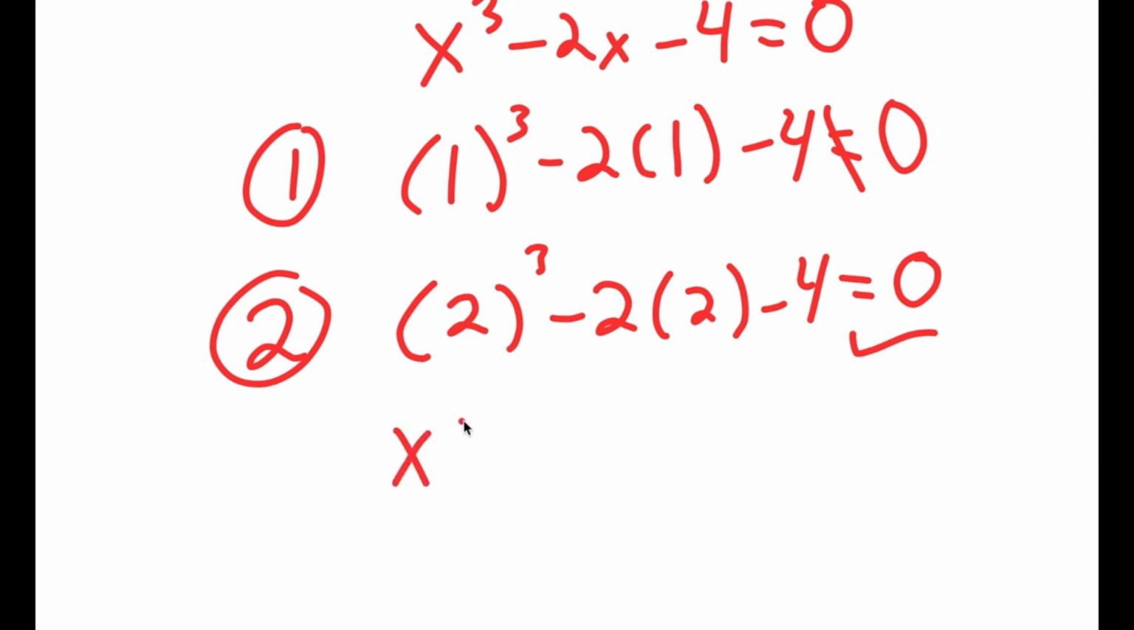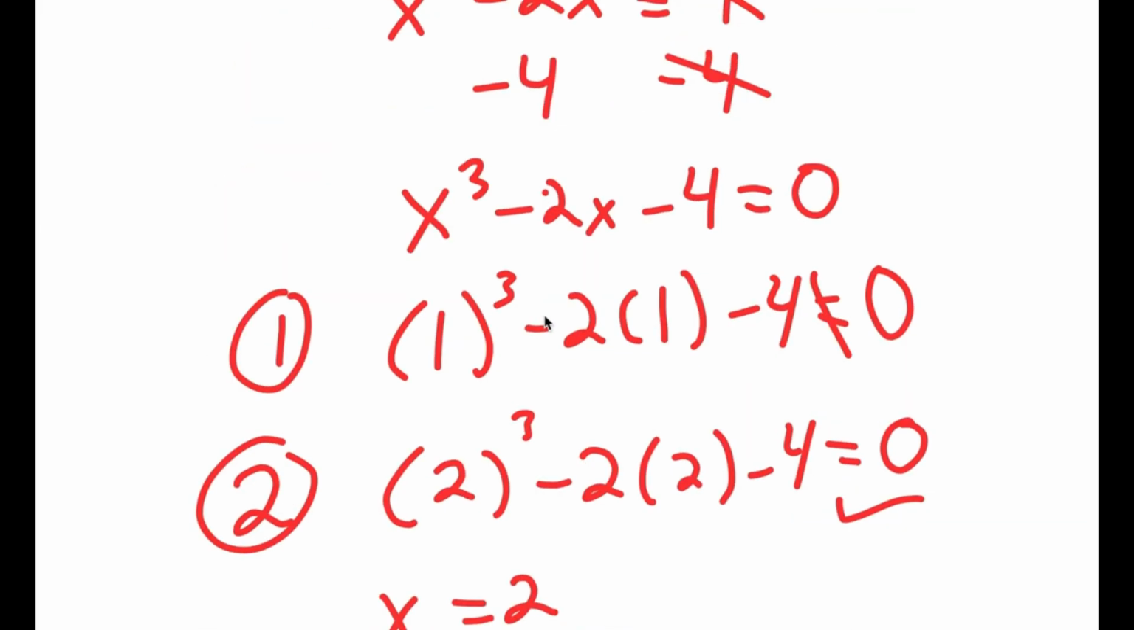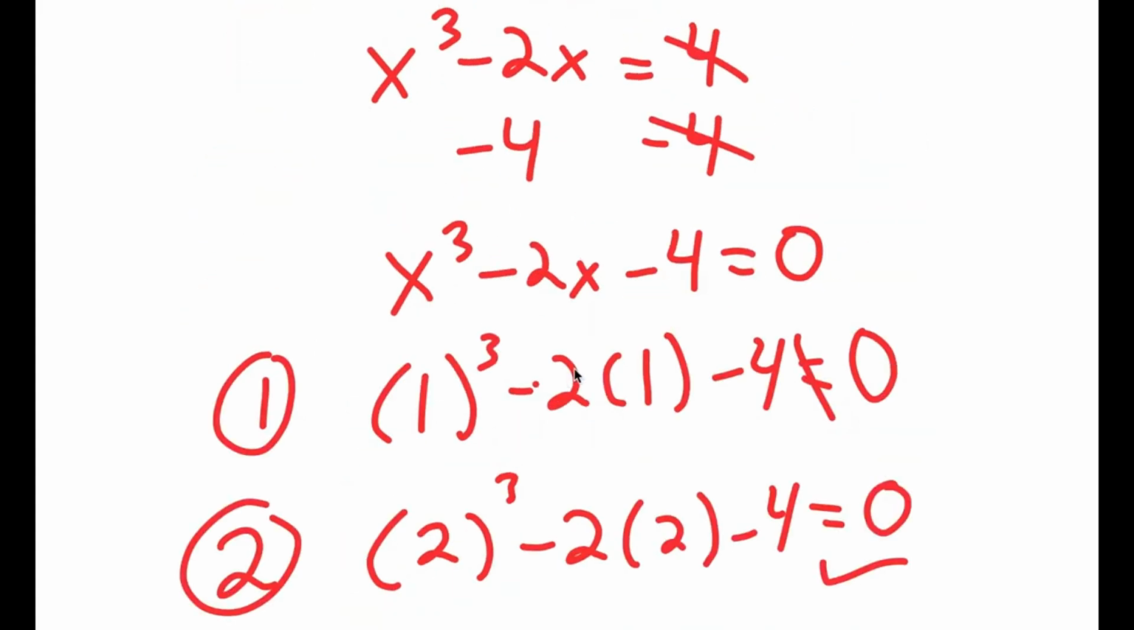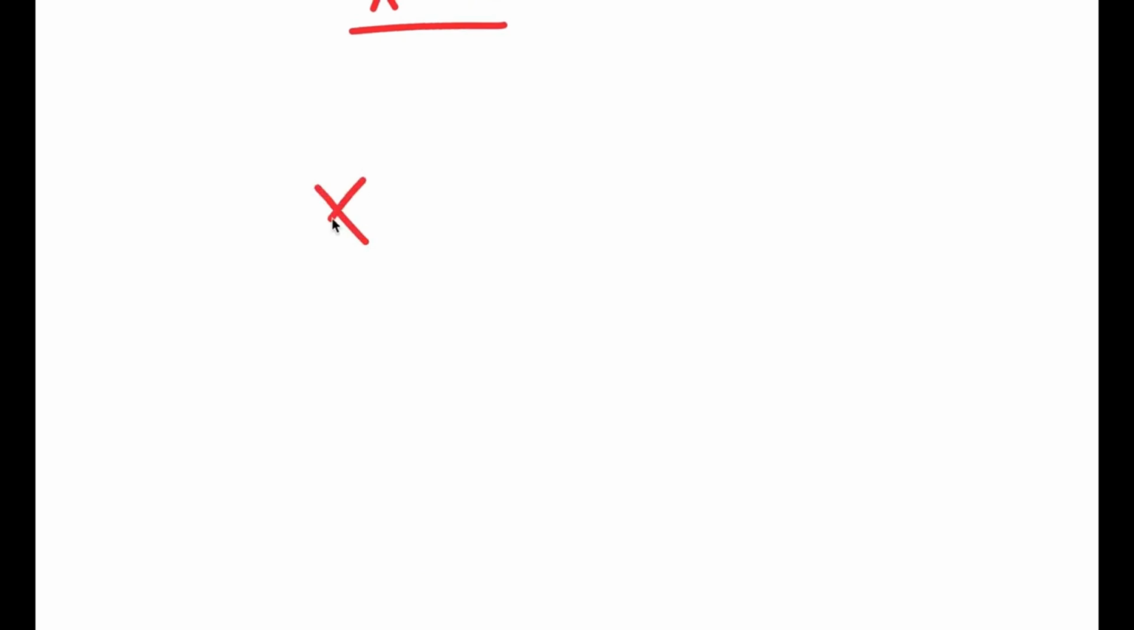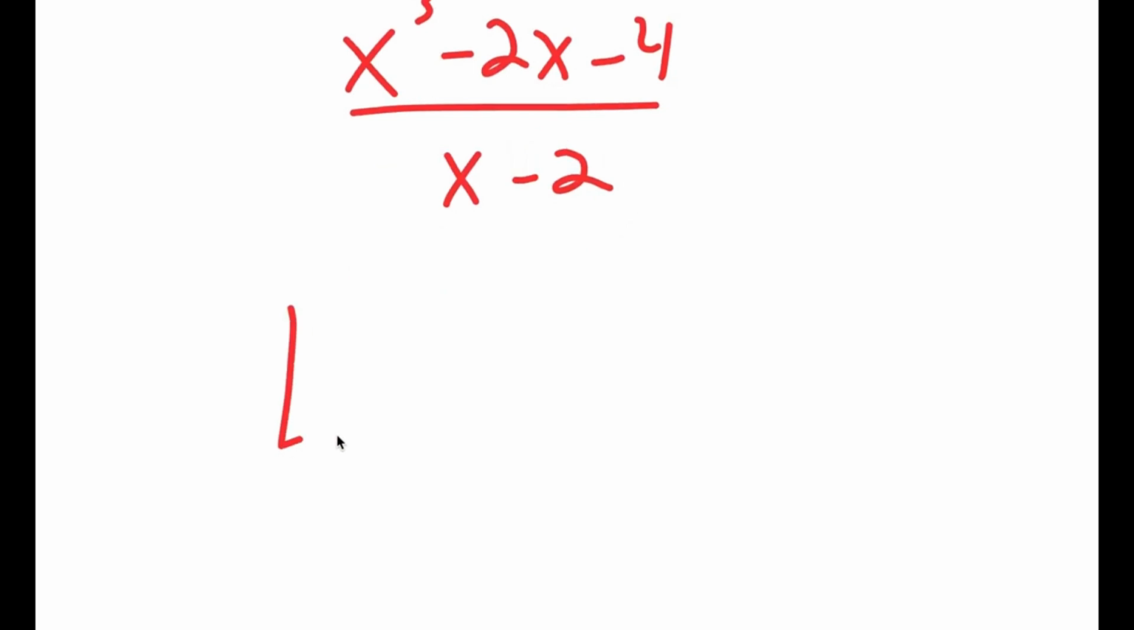To be more precise, x equals 2 is a solution, meaning x minus 2 is equal to 0. So now what we're going to do is we're going to divide x to the power of 3 minus 2x minus 4 by x minus 2. So I get x to the power of 3 minus 2x minus 4 over x minus 2. And to solve this, we're going to have to use synthetic division, and if you guys don't know what that is, I would recommend watching a YouTube video on it.